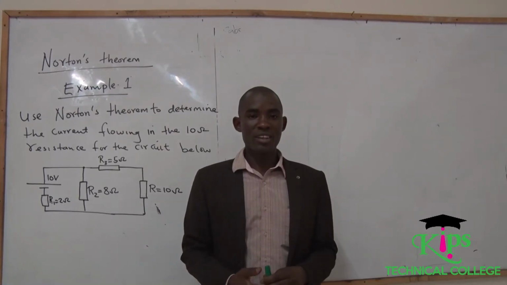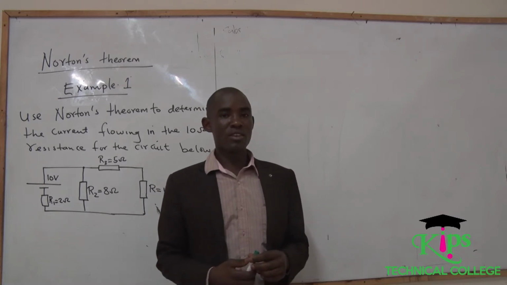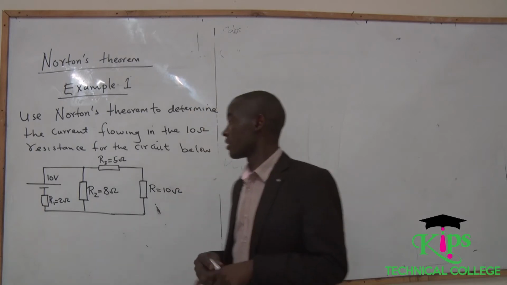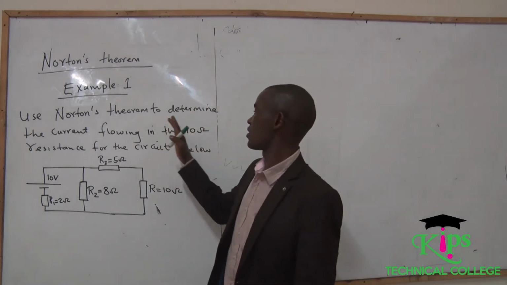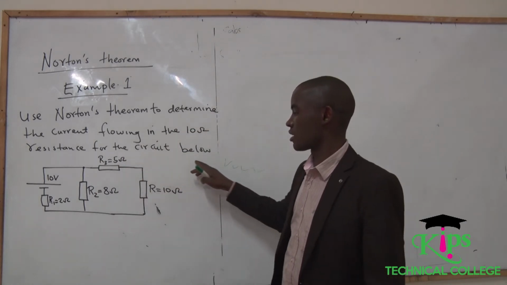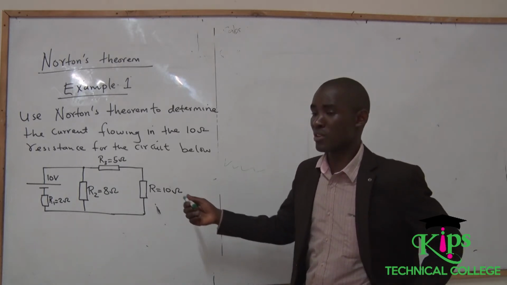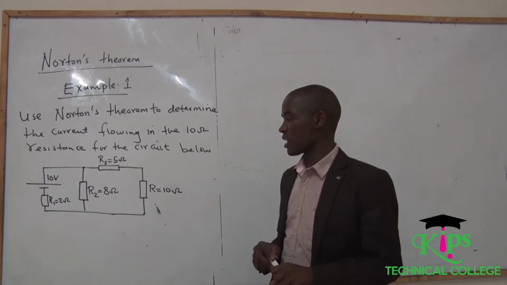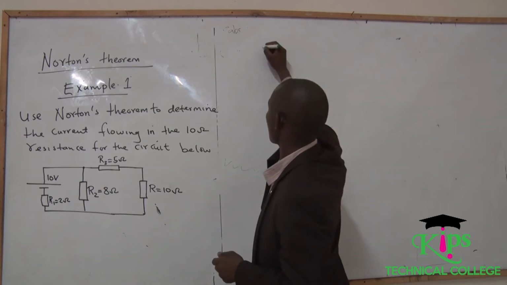Hello everyone, we are looking at an example using Norton's theorem, and in Norton's theorem we're going to apply a few tactics here and there. The question reads, use Norton's theorem to determine the current flowing in the 10 ohm resistance for the circuit below. Whenever you are asked to do that, you short circuit the branch where you want to determine the current. So the first step will be the solution.